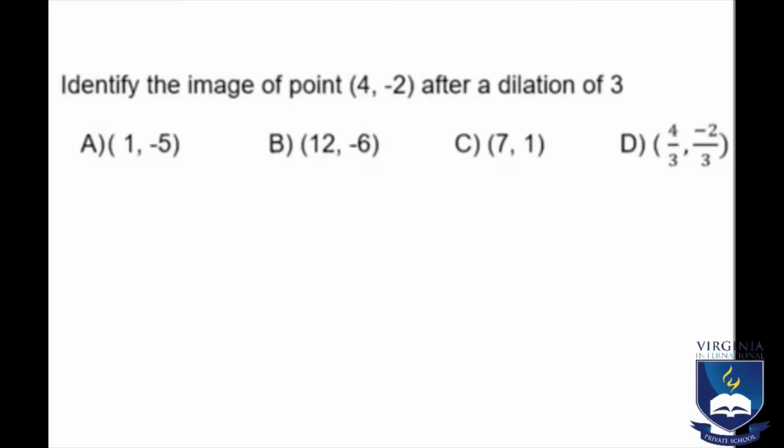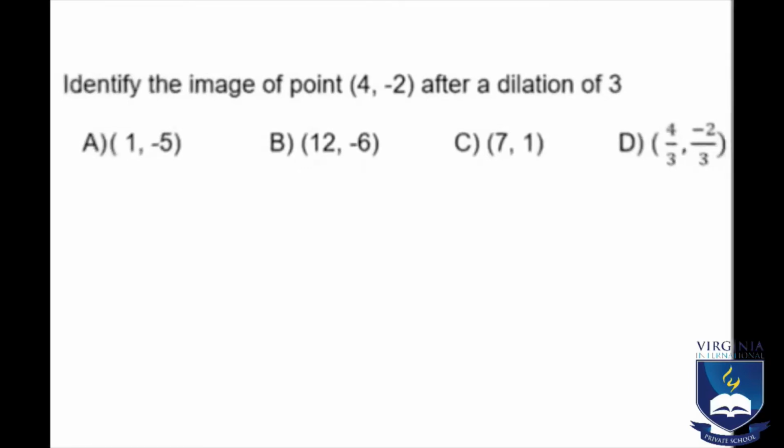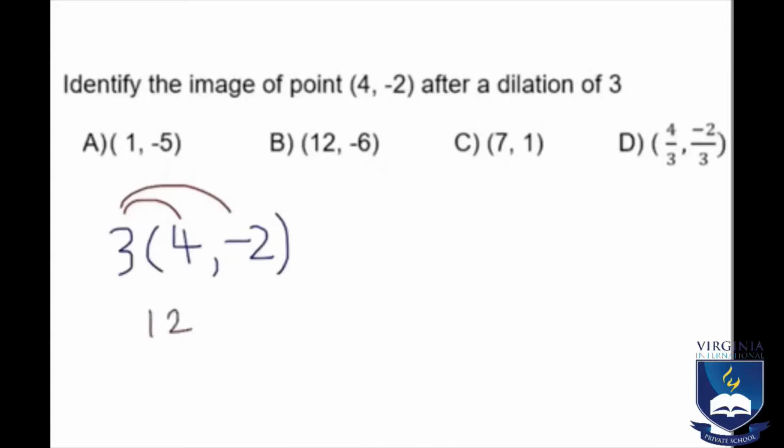To find the image of the point after a dilation of 3, you multiply the x coordinate and the y coordinate by 3. First step, we write 3 and 4, negative 2. Then we distribute: 3 times 4 is 12, and 3 times negative 2 is negative 6. Our final answer is B.